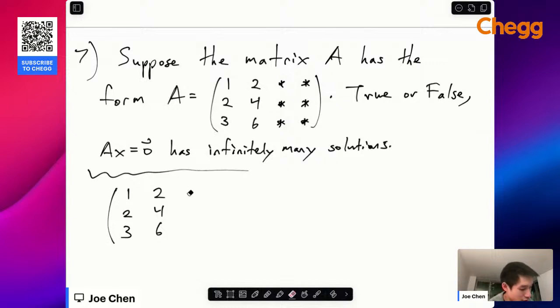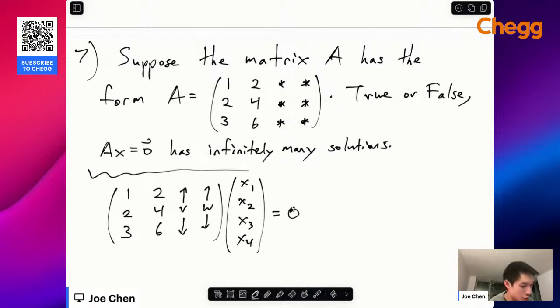Let me write v as a vector, and here's w for another vector. And I'm multiplying this by x, which will be a 4 by 1 vector, because this matrix is 3 by 4, so I have to multiply by a 4 by something. So it's x1, x2, x3, and x4. This equals 0.